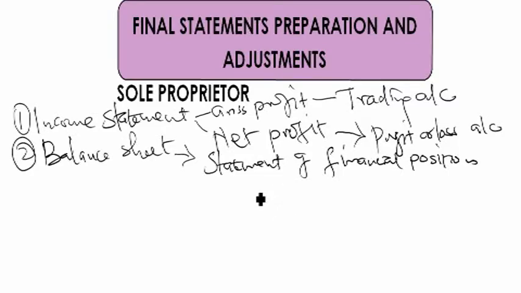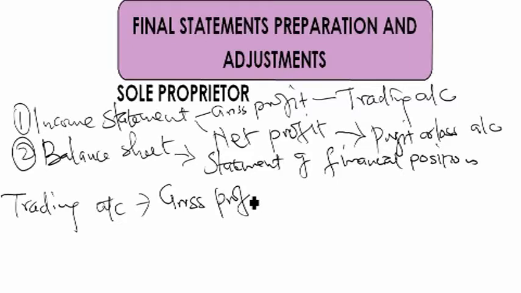If we now start analyzing the two final statements, starting with the income statement, let us check on the gross profit analysis that is done by the trading account. So the trading account will give us the gross profit of the business. And how do you get the gross profit? Before you even get the gross profit of the trading account, how do you get profit in any business or any transaction that you're doing?